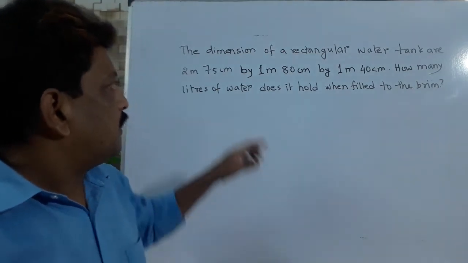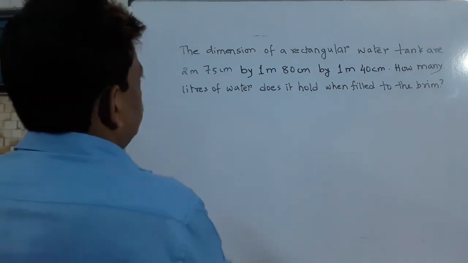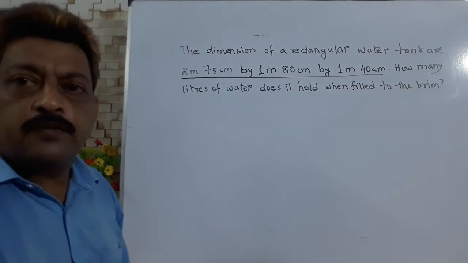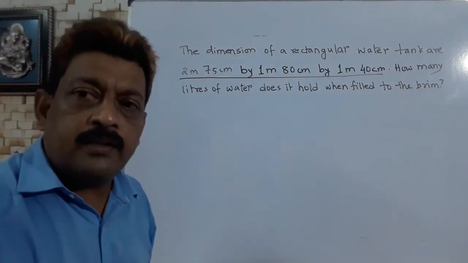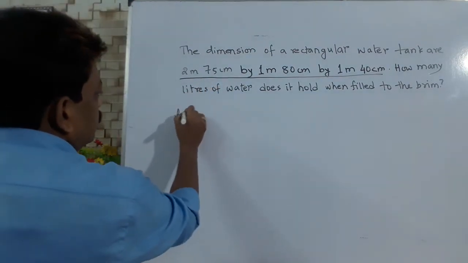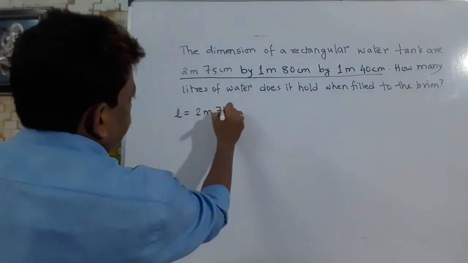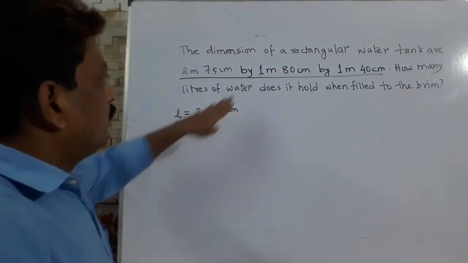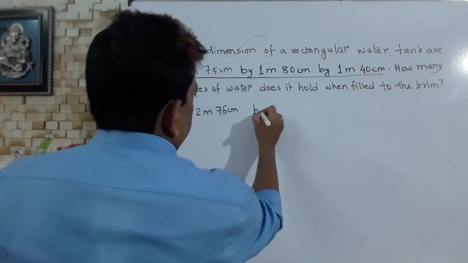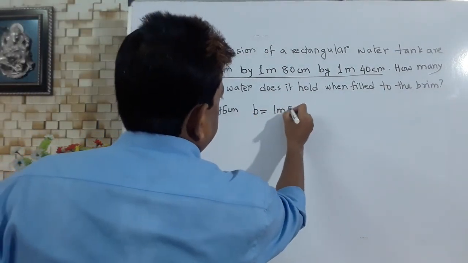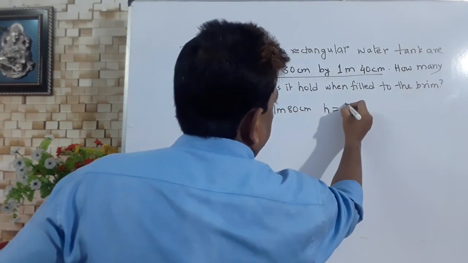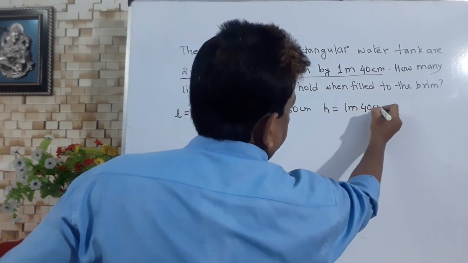So first of all, let me make it clear. The dimension of a cuboid, or the dimension of a solid, means length into breadth into height. The first one is generally considered as the length. So L is equal to 2 meter 75 centimeter. Then the second one is considered as the breadth or the width. So breadth equals 1 meter 80 centimeter. And the third one is considered as the height, that is 1 meter 40 centimeter.